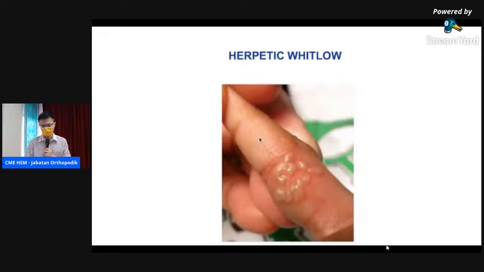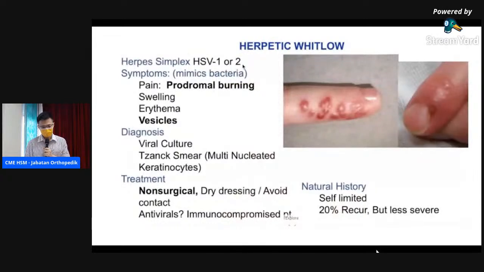Herpetic whitlow is typically vesicular. Vesicular means vesicles like chickenpox, but very, very small ones, and they are concentrated in one area. And the history is very, very important. Ask the patient, and they'll tell you there's a prodromal burning sensation. It becomes red, swollen. Then the vesicles appear. First, they appear separately. Then they slowly coalesce, meaning the small vesicles join together to become a big vesicle, and then they become necrotic after that.